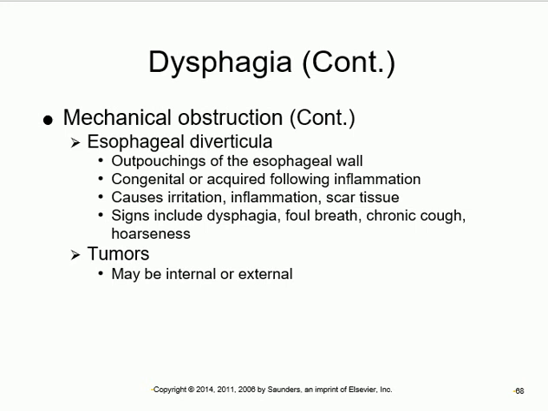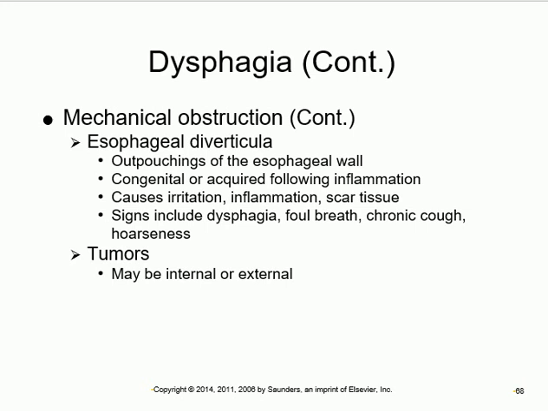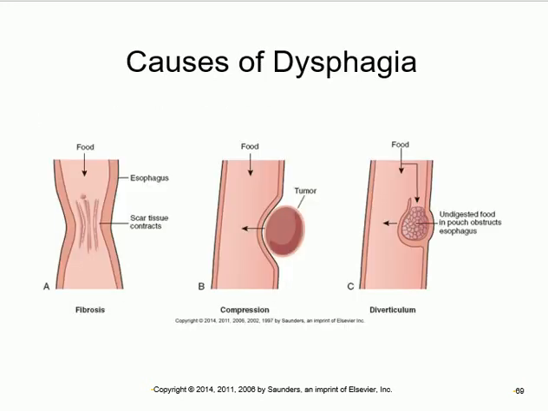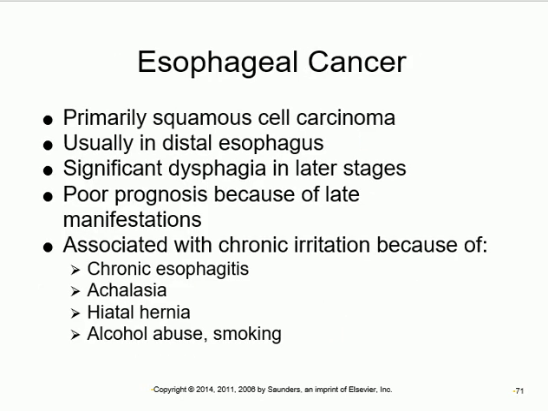Sometimes it's a mechanical obstruction by somebody having a tumor that's making the lumen narrower. Sometimes diverticula, and diverticula is outpouching, basically. It's outpouching like this. Something like this. Okay? This is called diverticula. Outpouching of part of the wall. These are the different types of dysphagia, but we got the most common reasons.